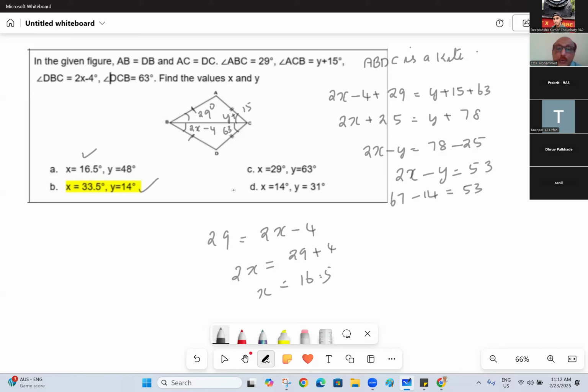Then what will you do? You'll take the other one. What is that? Finish, sir. Y plus 15 is equal to 63. Y is equal to 63 minus 15, 48. 48. Correct? Yes, sir.